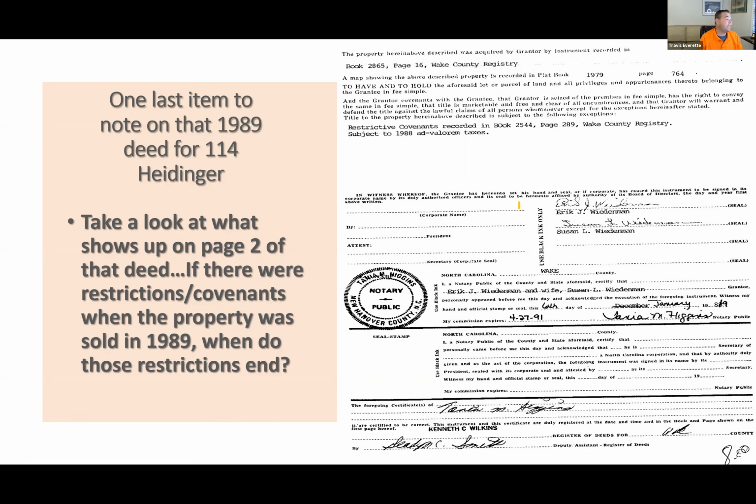Well, the books, thankfully, should not be destroyed because they're all digitized at this point in time. So you can literally right now go to the Wake County Register of Deeds website, and you can type in book number 2544, page 289, and you will get a copy of the covenants that still exist on this property today. There should be multiple copies. The real estate agents who did it should have them in their files, etc.